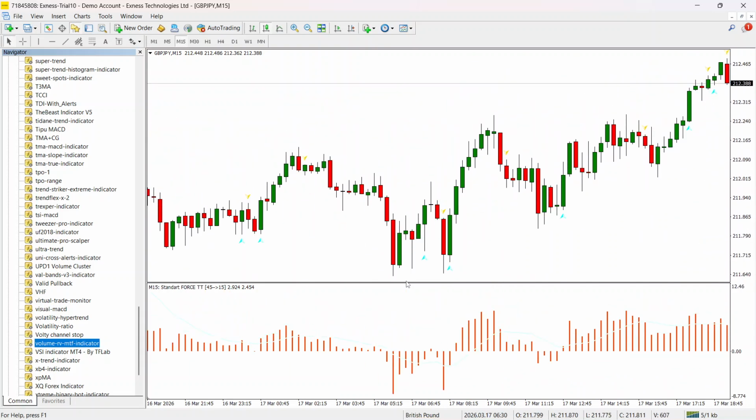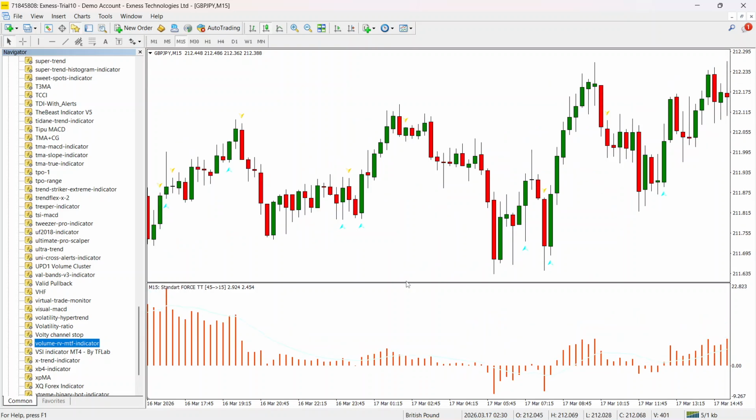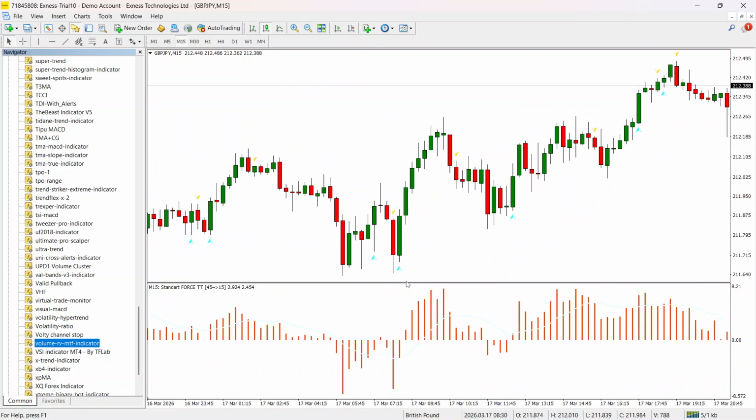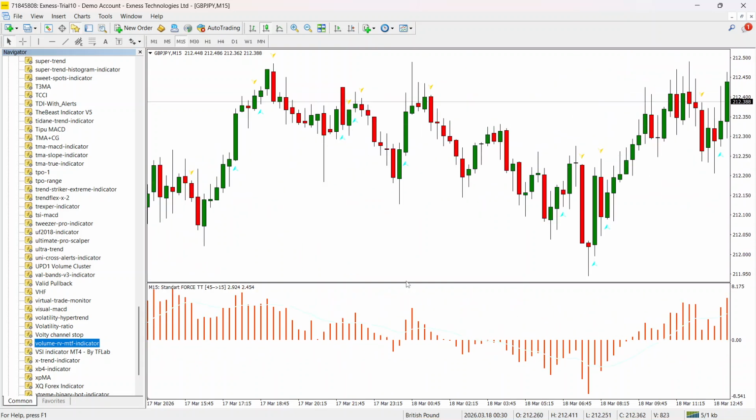When multiple higher time frame relative volume readings are elevated at once, it visually highlights moments when the market is particularly active.